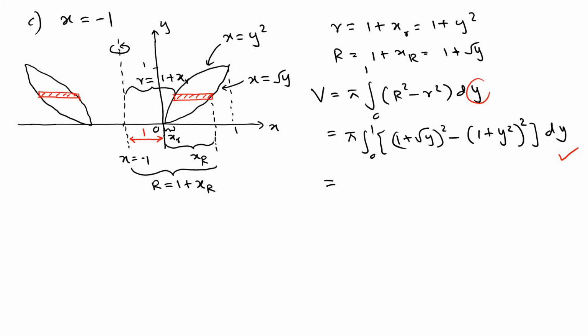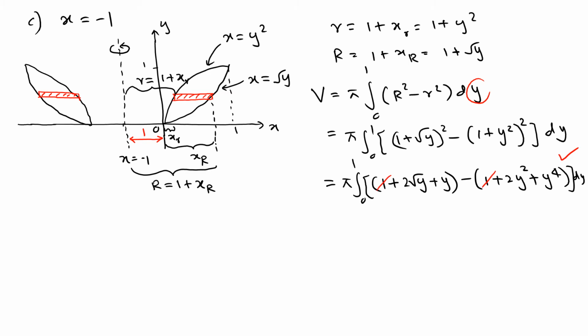You can see you can distribute inside. So if you distribute, what do you get? So it is pi 0 to 1. So let's distribute. So if you distribute from the first one, you get 1 plus 2 square root y plus y, minus, from the second one, 1 plus twice the product plus square of that. That's what you get, dy. And you can see there is some simplification, the 1 term is gone.